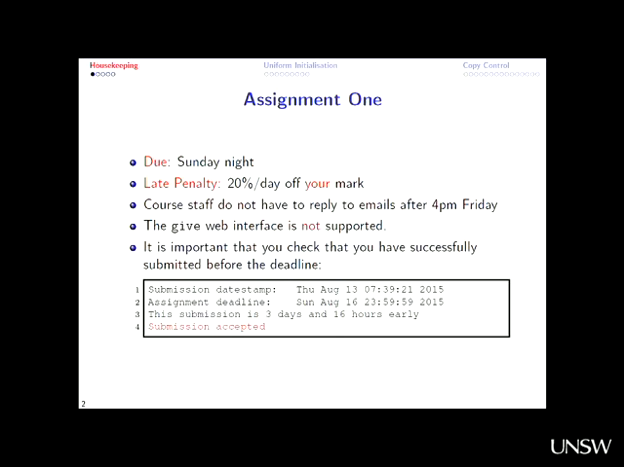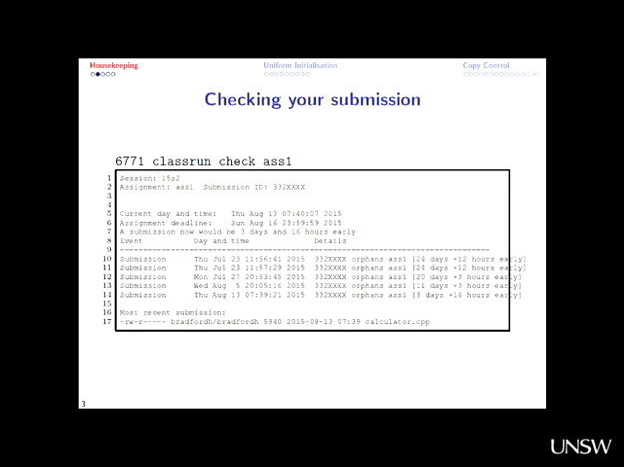A lot of you will know this already, but to check your submission, type the command 6771 class run check assignment 1, and it will show you when you've submitted and your most recent submission. Make sure you check that your submission has been received, particularly if you're using the web interface.